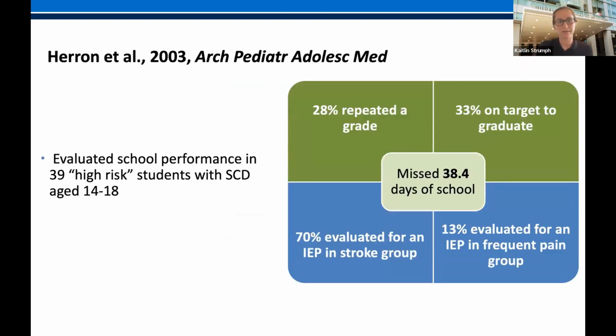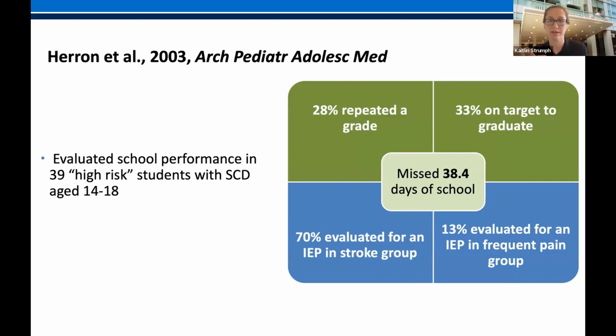This study also came out of St. Louis and evaluated school performance in 39 high-risk students. And high-risk students were considered kids who had had a stroke or kids who had been admitted to the hospital more than 3 times in the past year. And the age range that they looked at was 14 to 18, so mainly just looking at high school. And what you can see here is that they found that 28% had repeated a grade, only 33% were on target to graduate, and on average, they missed 38.4 days of school.